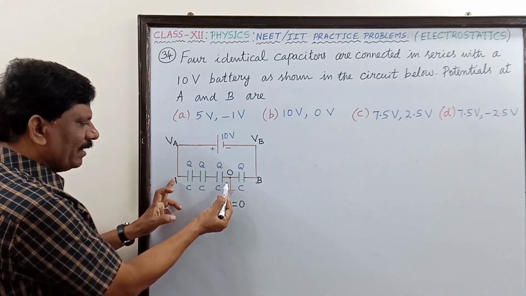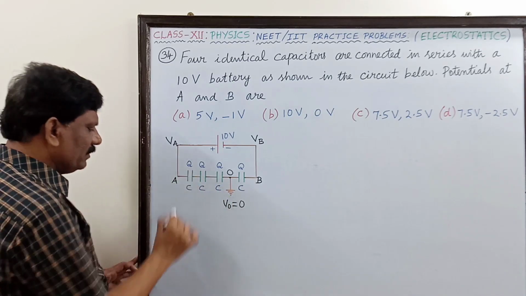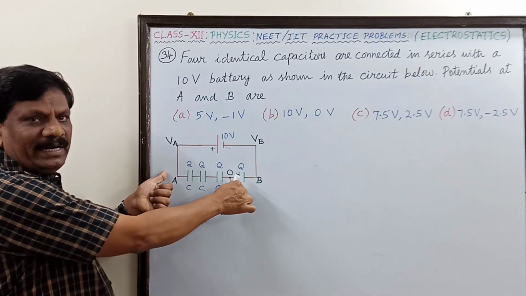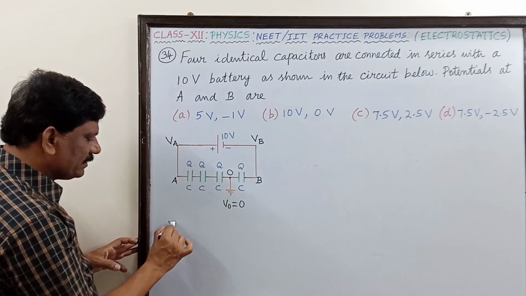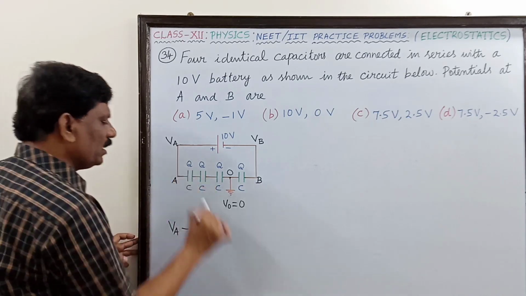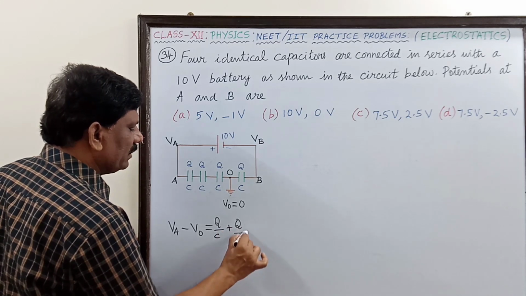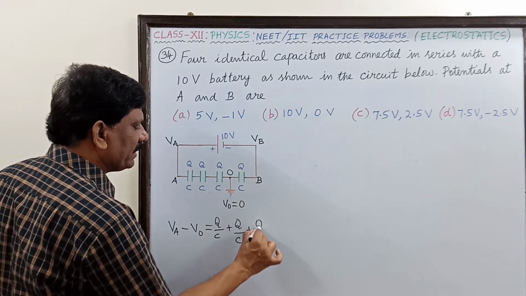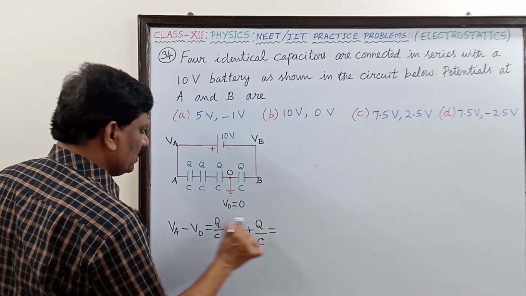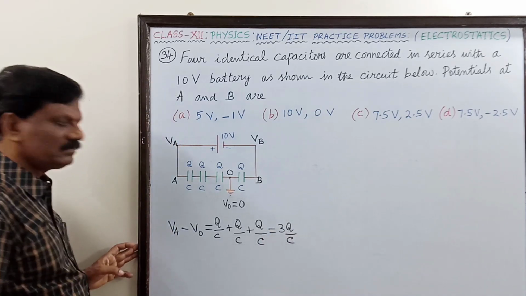Now there are three capacitors between the points A and O. So I will take the potential difference between the points A and O. That is VA minus VO. So this must be equal to what? Q by C plus again Q by C plus one more capacitor is there. So that is Q by C. So this is equal to how much now? 3Q by C. Okay, 3Q by C.